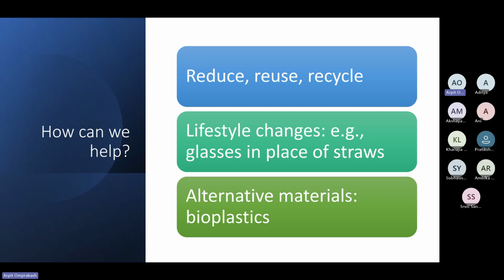Another third thing by which we can help is by using alternative materials, which are bioplastics. Right. So bioplastics are basically plastics that are made from biodegradable substances. Plastics are polymers, so bioplastics are basically polymers of carbohydrates and all. So they can be decomposed much more easily by organisms. So they do not have a lot of negative effect on the environment.